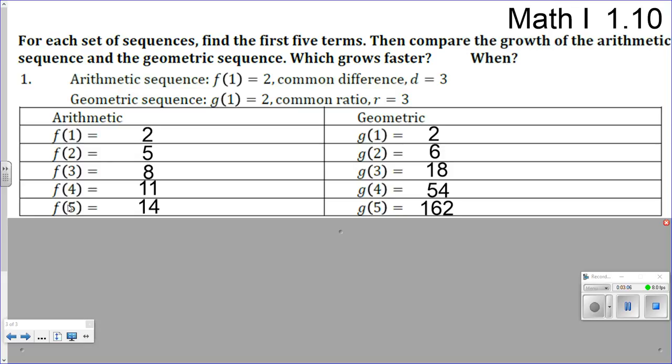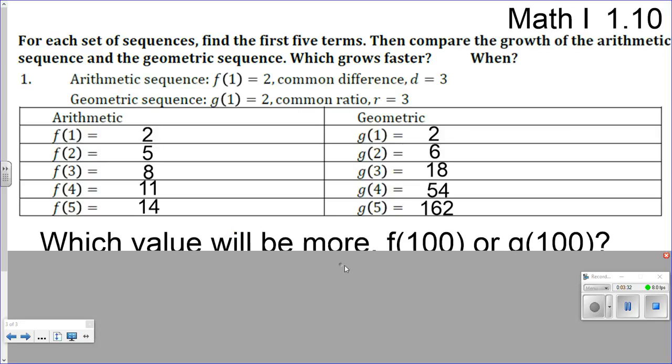Okay, let's go to f of 5. If we look at f of 5 over here, and we add 3 to 11, we get an output of 14. But when we have to take 54 times 3, we end up with 162 over here. And notice the growth again. The input value is 5 for both of these sequences. It's the fifth term in each sequence, but we can see that the geometric sequence has a far greater growth pattern, and it actually tends to grow very quickly.